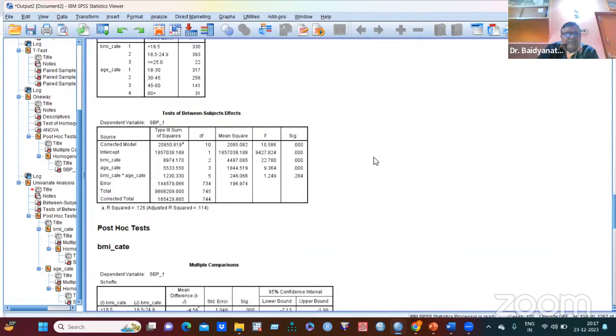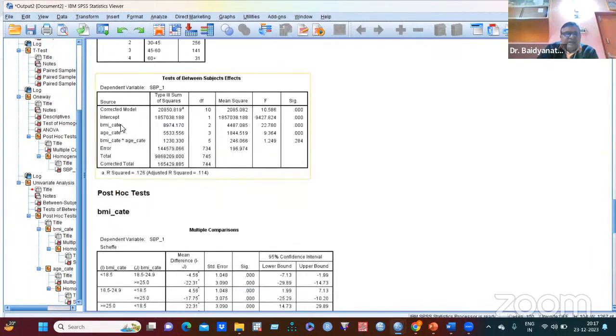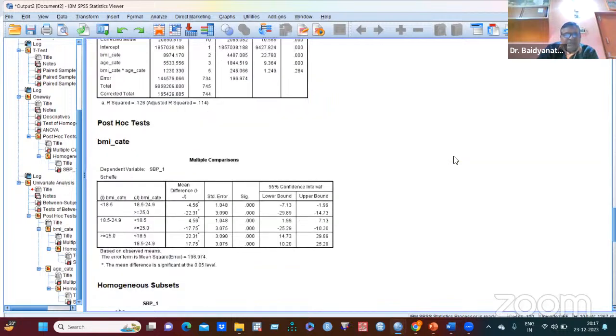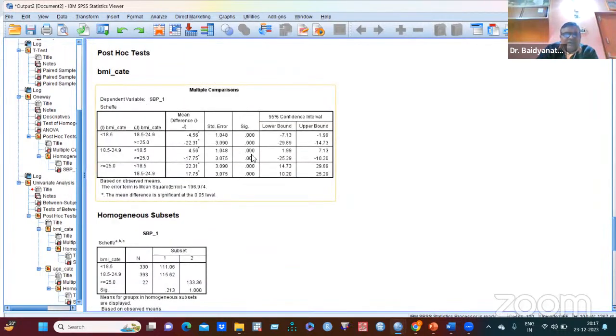Is it clear? Now I check the post hoc tests. There are 3 categories and 4 categories. From the BMI post hoc test, all categories are of equal importance, 1, 2, 3, because all the cross comparisons are significant. That means all BMI values are important for measuring systolic blood pressure. So BMI is a very important factor for controlling systolic blood pressure.